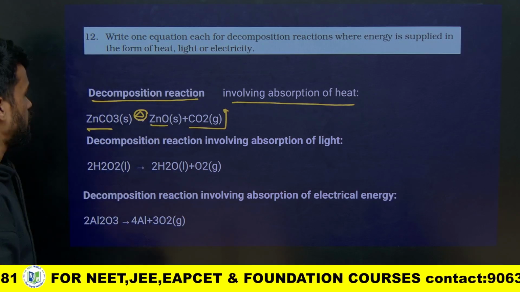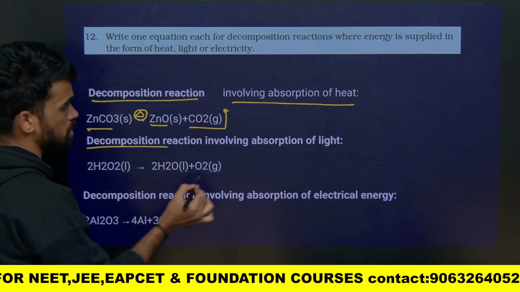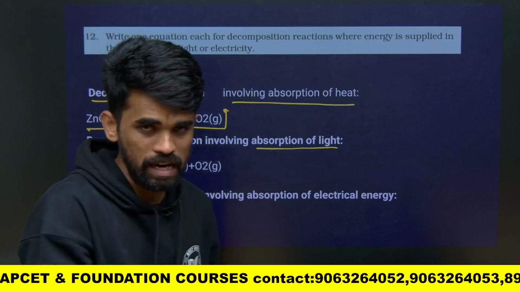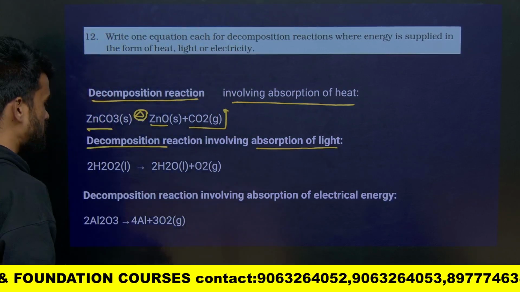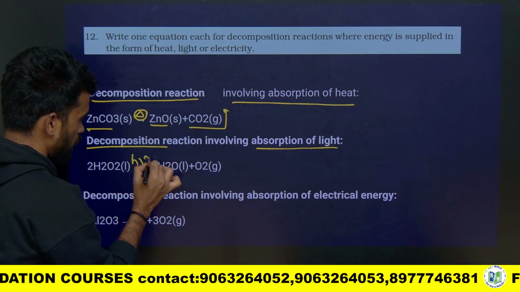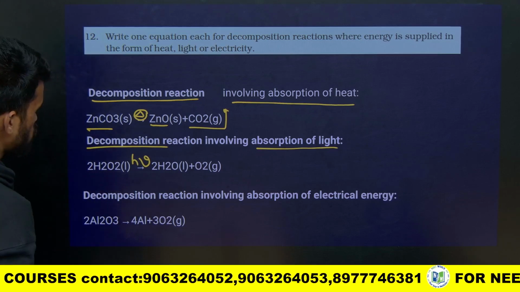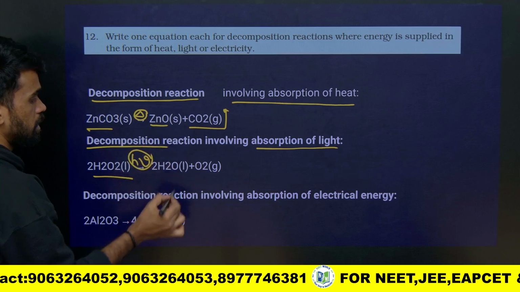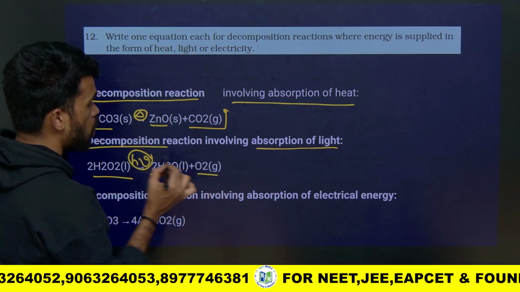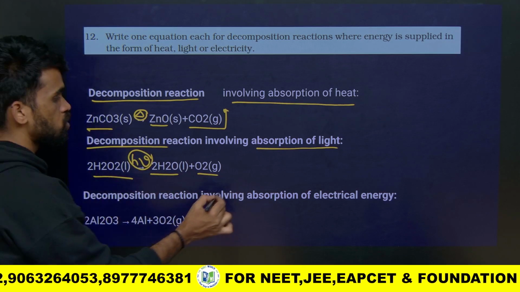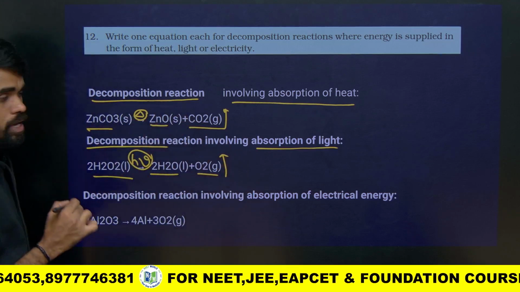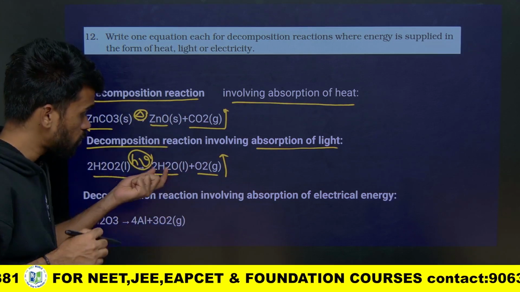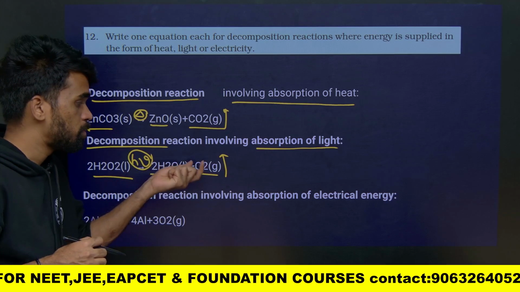Then next, decomposition reaction by absorption of light. We can represent light with h nu. H2O2, hydrogen peroxide, in the presence of sunlight decomposes to water plus oxygen gas. Here oxygen gas is released. Always remember that hydrogen peroxide decomposes to water plus oxygen.